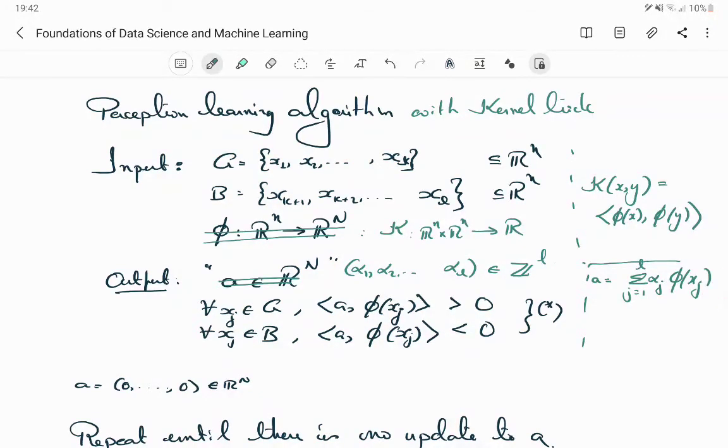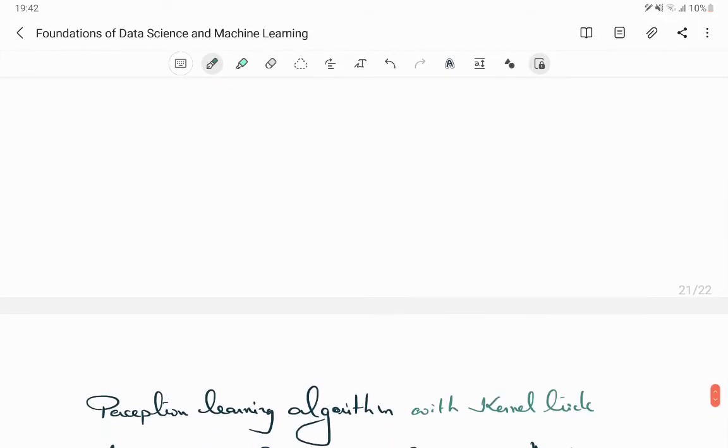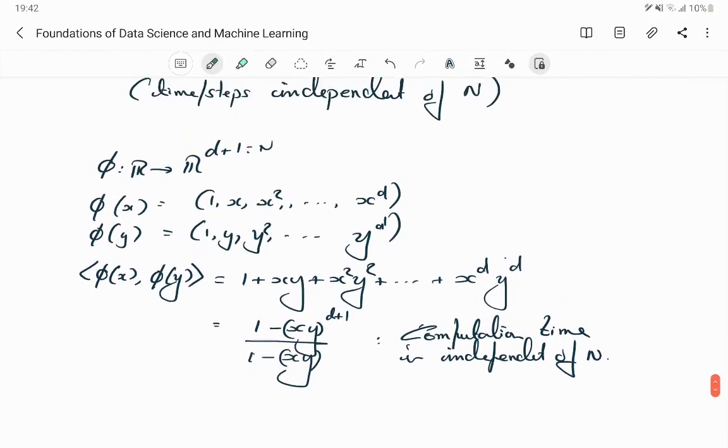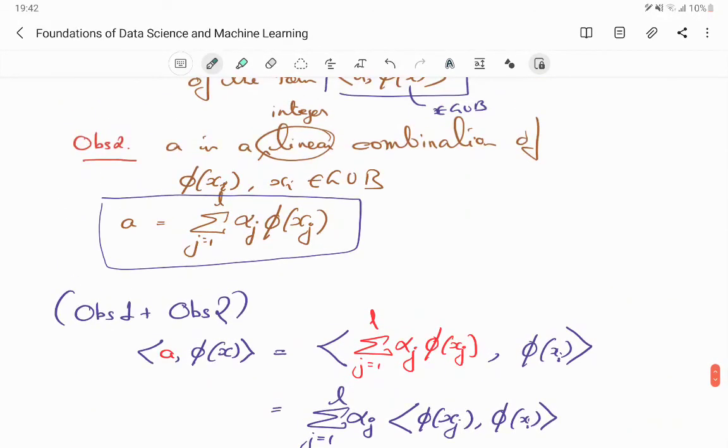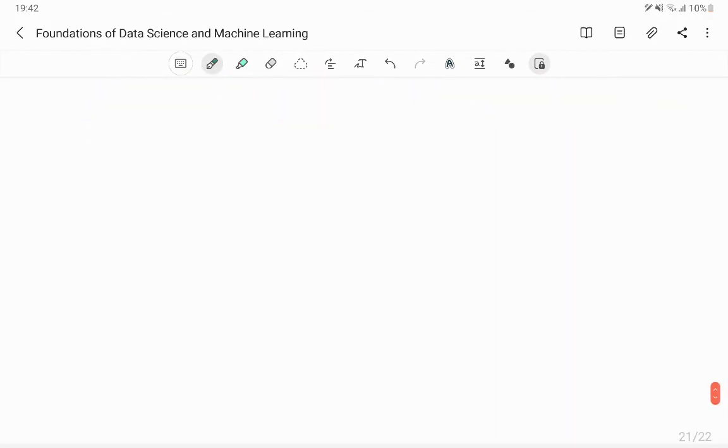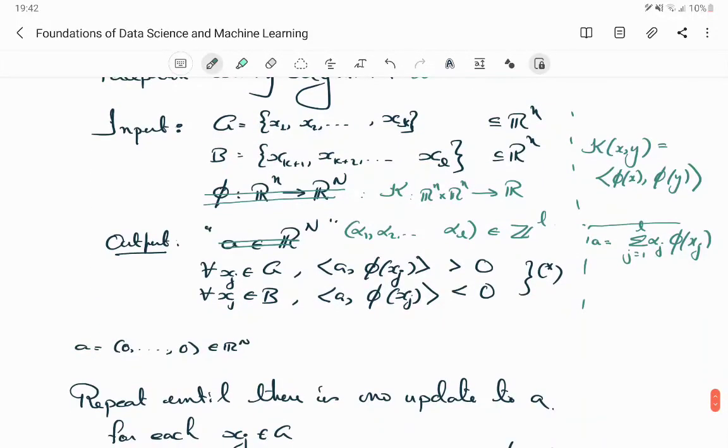If you are ready to embed, then you know what the a vector is, which is nothing but this alpha linear combination of the embeddings, right? So this is what we had seen here, if you remember. This is our a. I'm talking about observation 2. Okay, let's come back here.